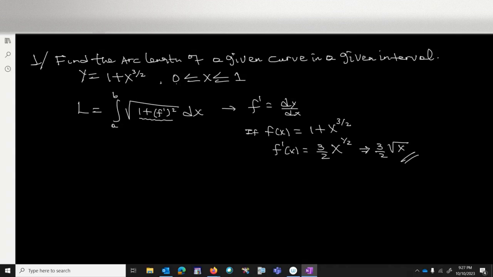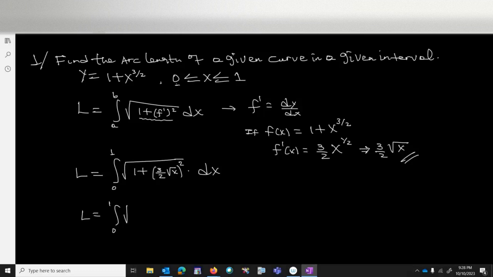Now let me go to the original equation. My original equation is L equals the integral from 0 to 1, because that's the interval, of the square root of 1 plus, what is f prime? F prime is 3 over 2 times the square root of x. Since I have this square, I have to square this one, times the dx.